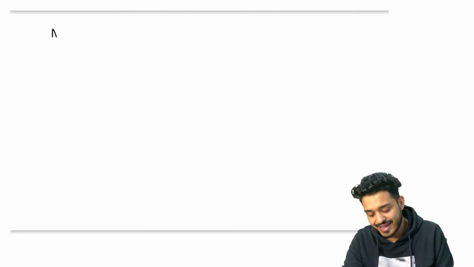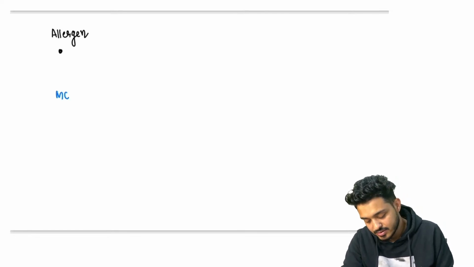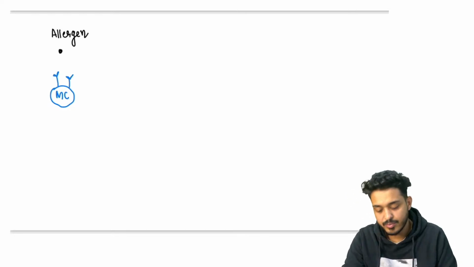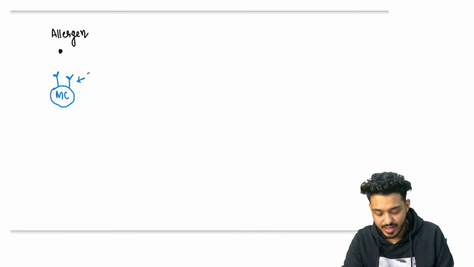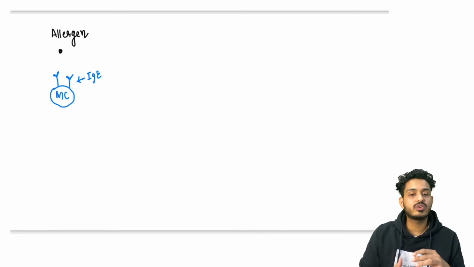So whenever an allergen is going to come, suppose this is your allergen, it is going to bind with your mast cell. The mast cell will be having these immunoglobulins, these are going to be your IgE type of antibody, right? So you will be having a complex of mast cells and IgE antibodies.